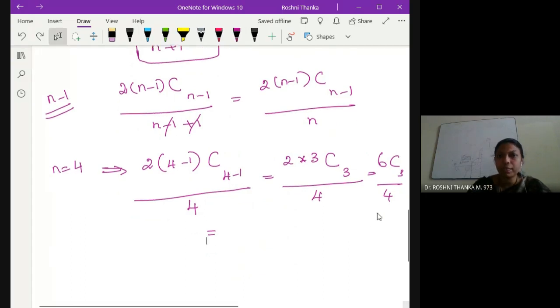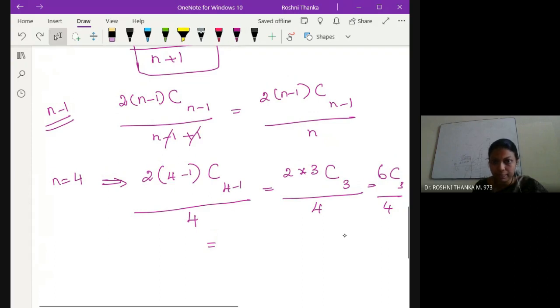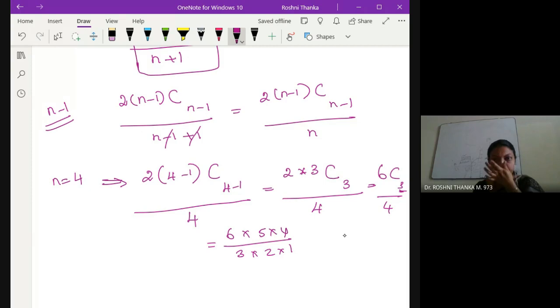So how will you write this 6, 3? Sorry, I thought this 3 was 4 and I wrote it wrongly. So it will be 6 into 5 into 4 divided by 3 into 2 into 1. Here, 6 into 5 into 1 divided by this 4. So this 4 and this 4 will be cancelled. This 2 goes for 3, this 6 goes for 3, and this 3 and this 3 will be cancelled, and you will be getting the answer as 5.